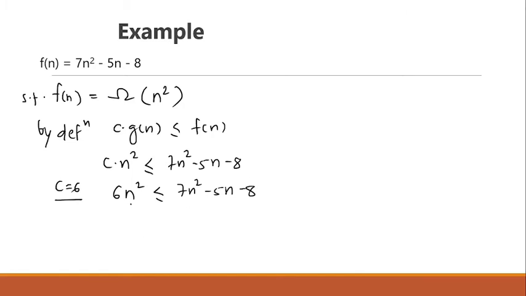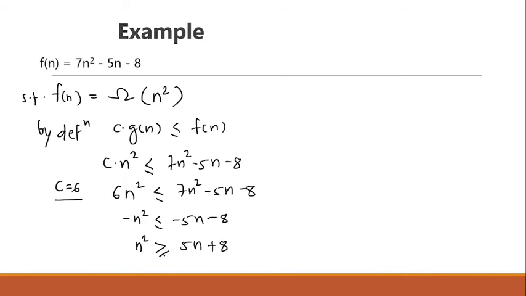Obviously, if 7n square goes on this side, it will be minus n square less than or equal to minus 5n minus 8. If I multiply both the sides by minus 1, the sign changes. So n square should be greater than or equal to 5n plus 8. Let us check now.